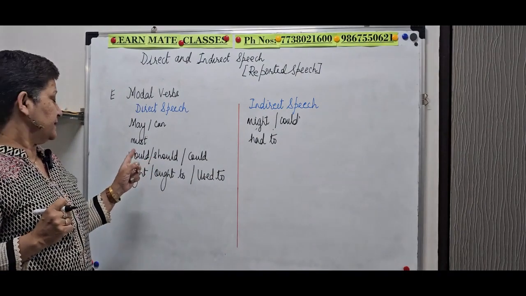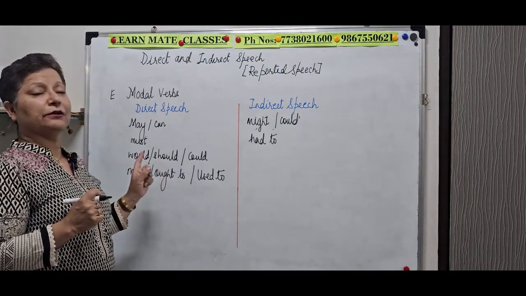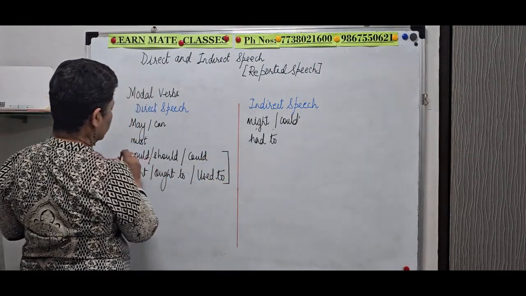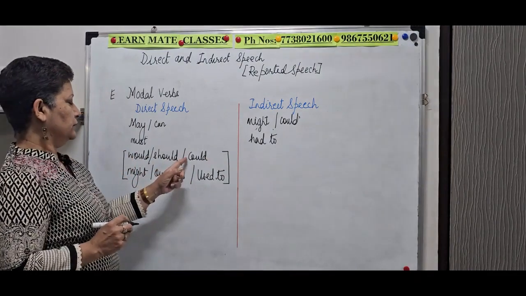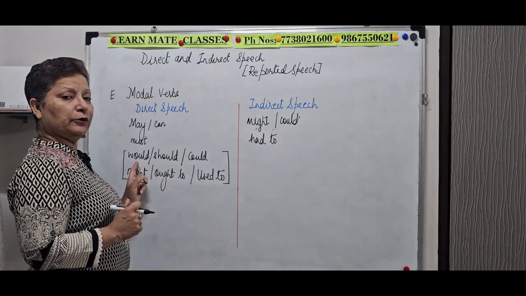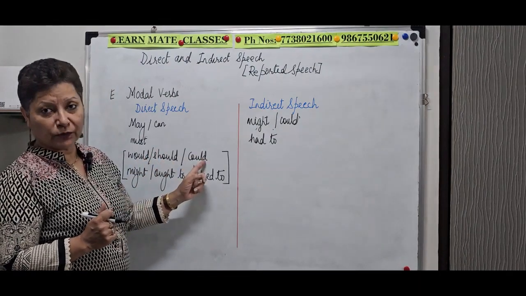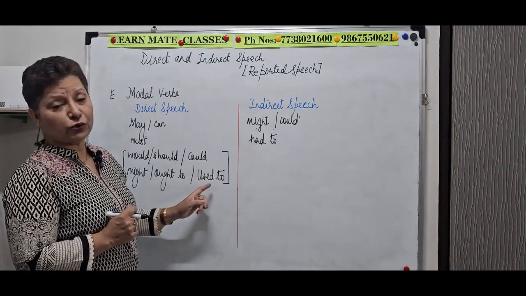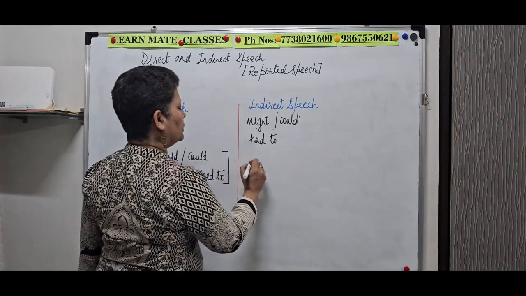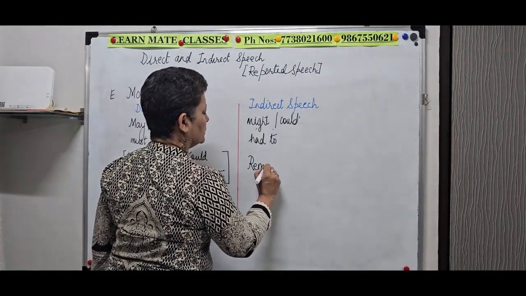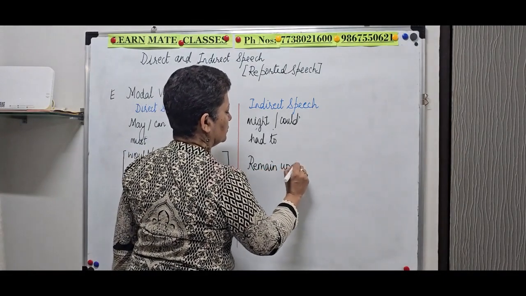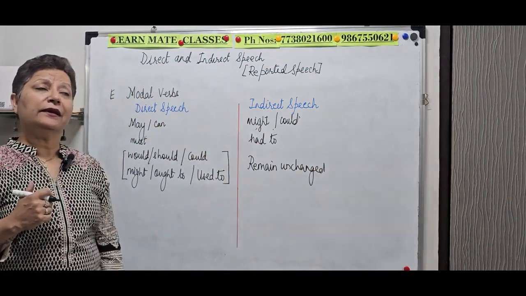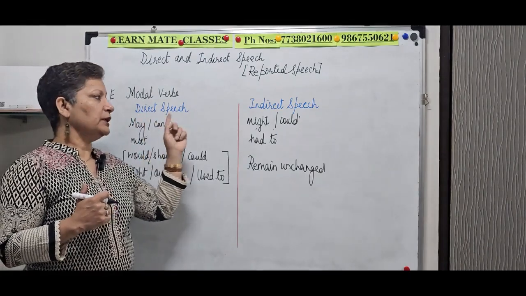Now, these particular words, these are also modals, but they are not going to undergo any kind of change. So, these 6 words here: would, should, could, might. I would be able to do this, I should do this, I could do this when I was young, I might be able to go, I ought to do this, I used to do this when I was young. So they are going to remain unchanged. So this is how modal verbs change when speech is changed from direct speech into indirect speech.